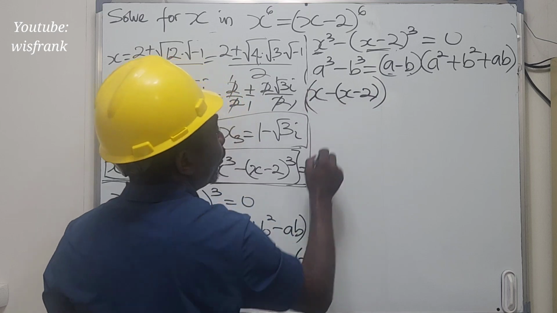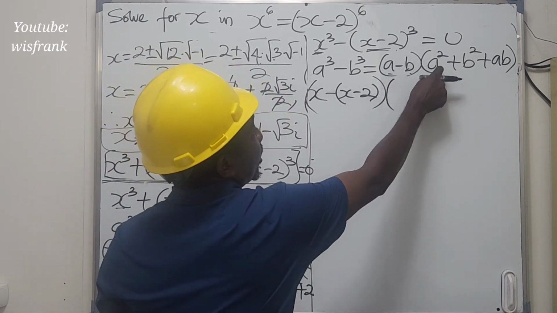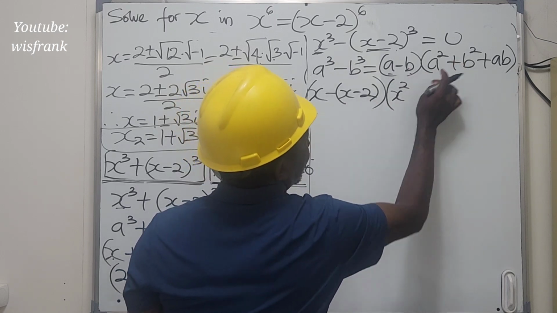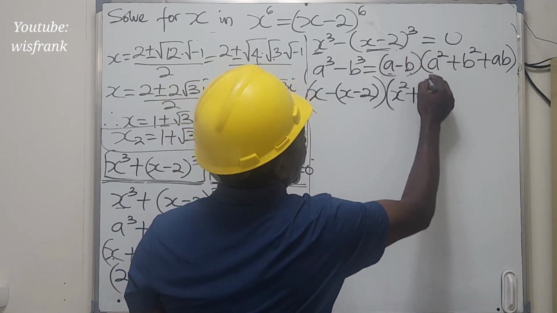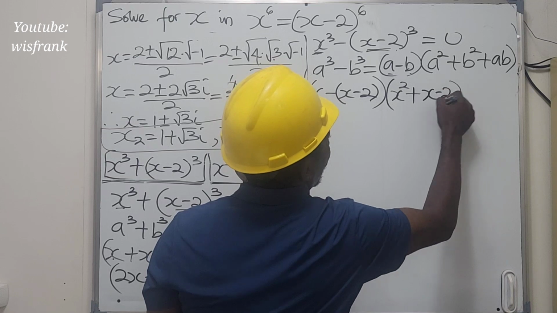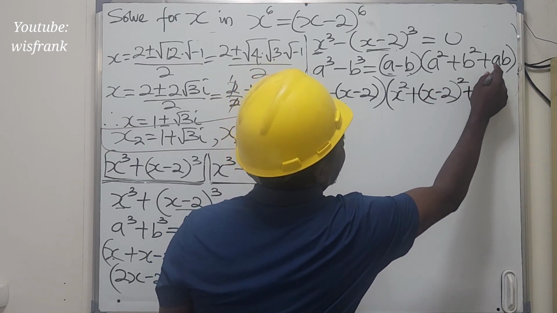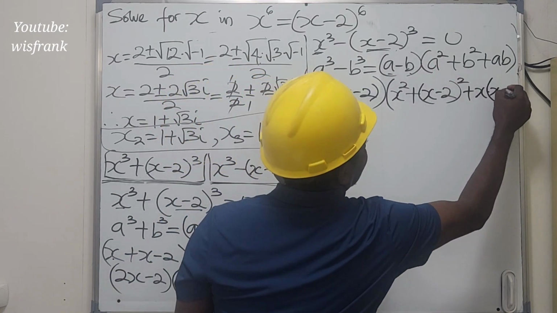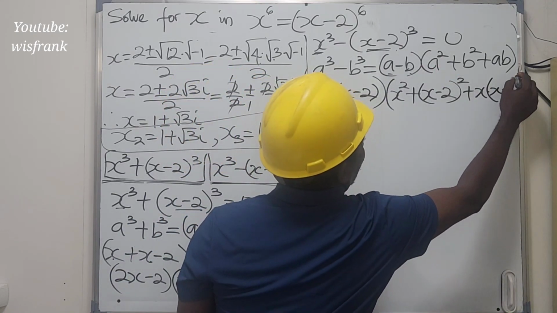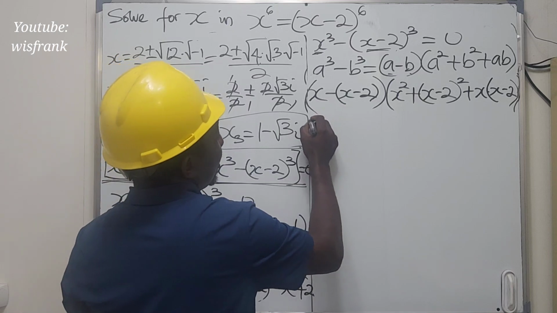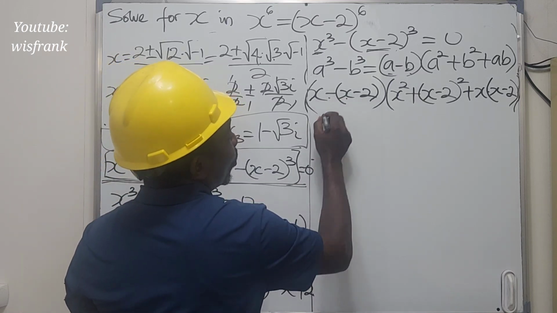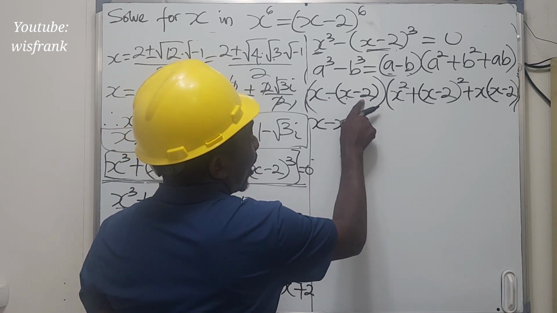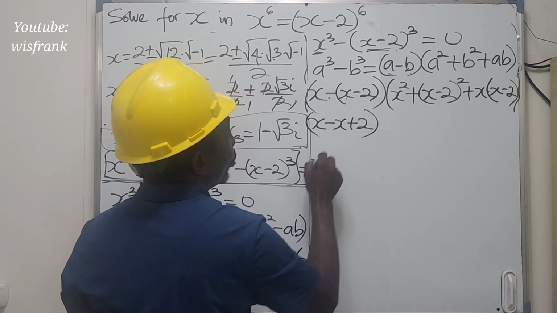So this is what we have for the first parenthesis. The second one, which is a squared, is going to be x to the power of 2. Then we have plus b squared, which is x minus 2 all to the power of 2, plus ab. Our a is x times b, which is x minus 2. So that is what we have. In this case, this is the same thing as minus times minus will give us, this is x squared minus x. Minus times minus 2 will give us plus 2. So we have that.